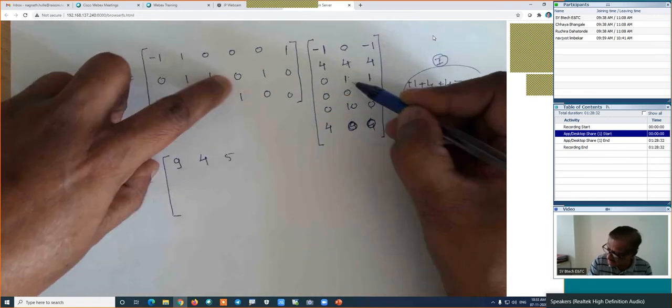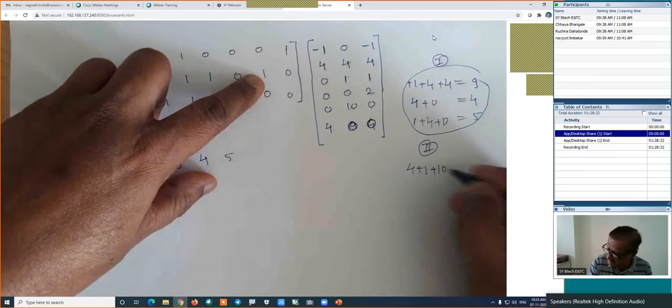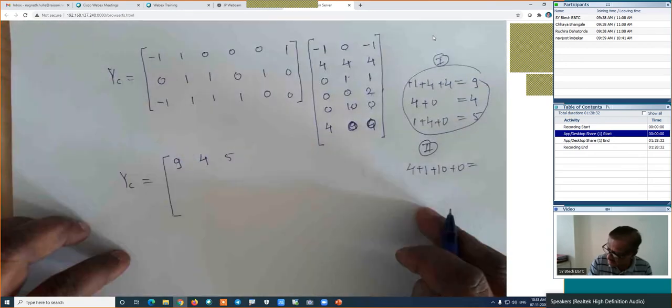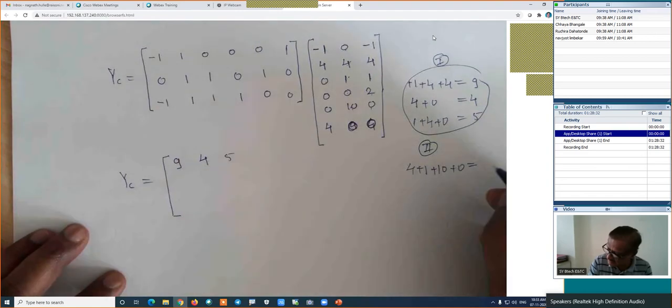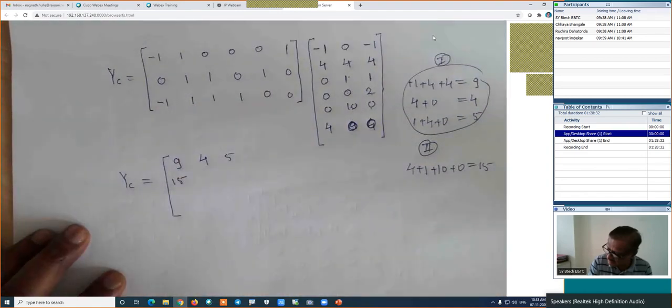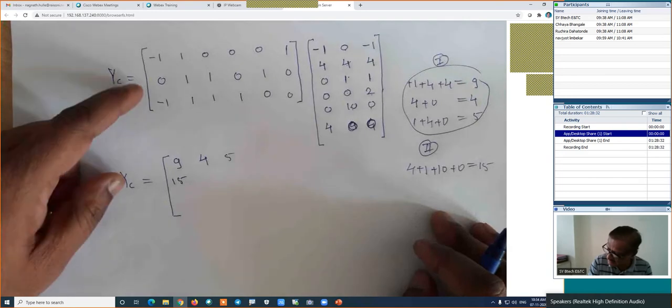Then 0. This 1 into 10 will be +10. Are you getting me? This is 0. Plus it is 0. This value is 10 plus 4 is 14 plus 1 is 15. This value is 15. If I am doing the wrong calculation, just remind me, because in a hurry, I may make some mistakes in the calculations. That you have to identify.